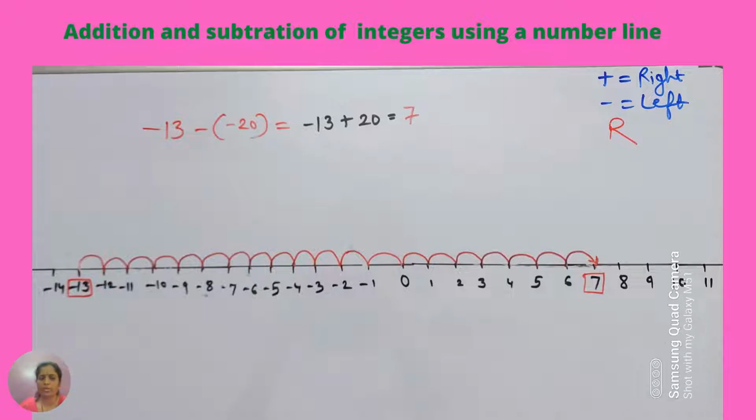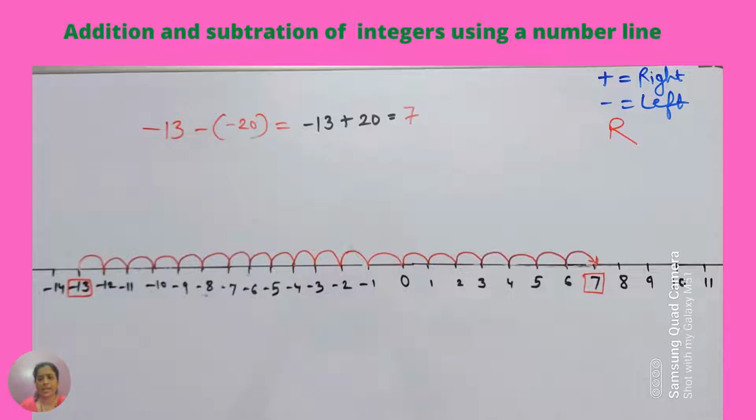Just count: 1, 2, 3, 4, 5, 6, 7, 8, 9, 10, 11, 12, 13, 14, 15, 16, 17, 18, 19, 20. So at the 20th jump, you have reached 7. That's why your answer is 7. I hope you understood this.